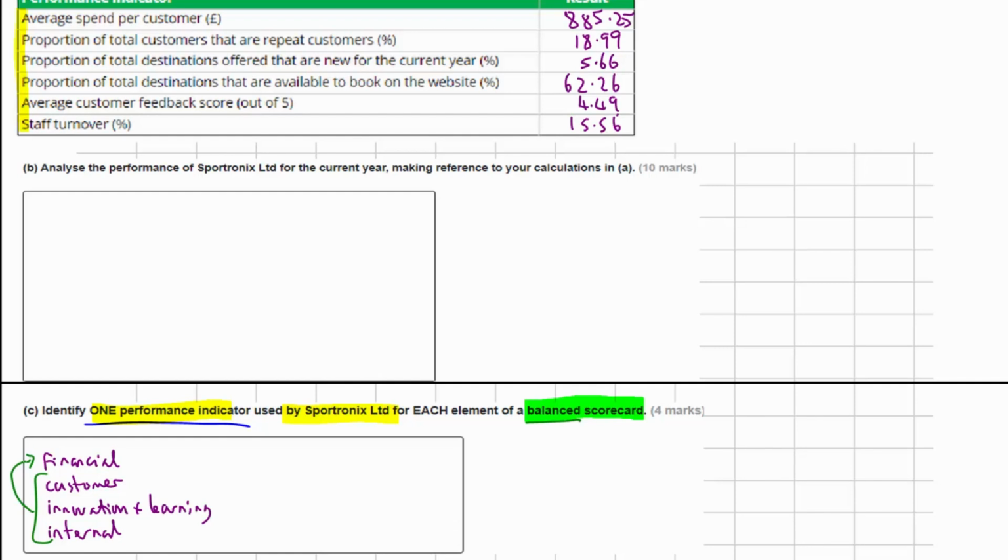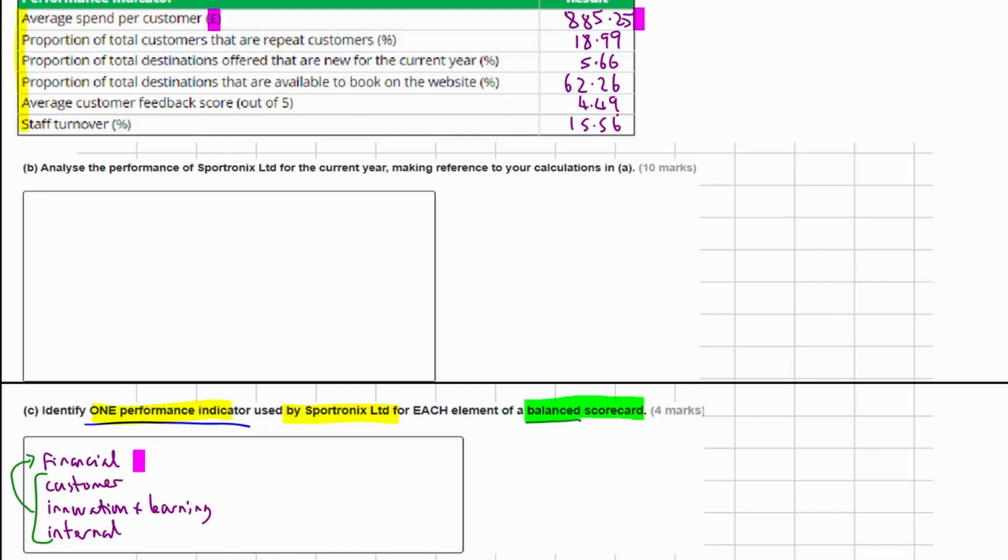Now, the question was asking us to identify one performance indicator for this particular business. So let's think about the financial perspective first of all. Well, what we can do is look at any of the figures that have pound signs. So yes, the average spend per customer is a way of looking at our financial performance because it's looking at our sales. The bigger this number is, the better the business is doing.